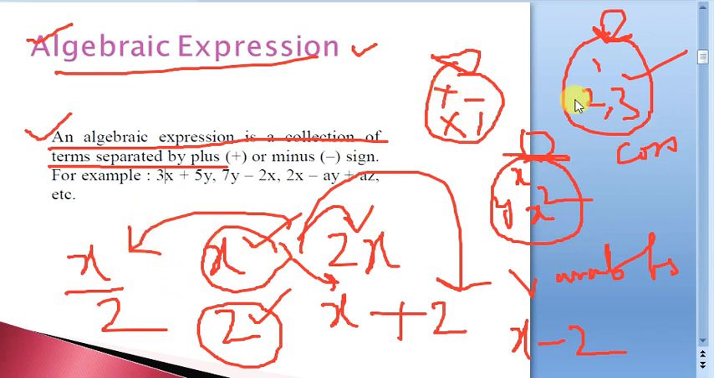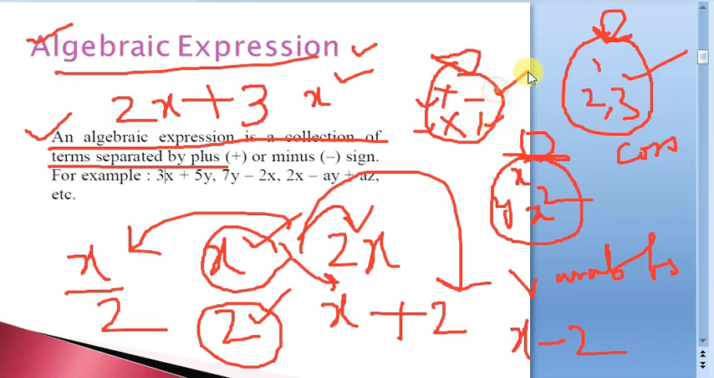So you take a combination of any. Suppose I say x, is it an algebraic expression? Yes, it is an algebraic expression. Suppose, let us say, 2x plus 3, it is also an algebraic expression. So an algebraic expression basically is a collection of variables and constants along with some mathematical operations. The basic mathematical operations we generally use are addition, multiplication, division and subtraction.